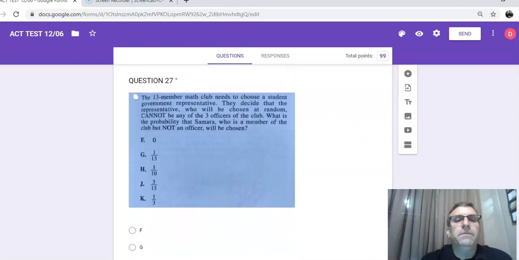Okay, and probability, last one, 13-member club. Okay, they decided that who will be chosen at random cannot be one of the 3 officers. All right, so what is the probability that Samara will be chosen?